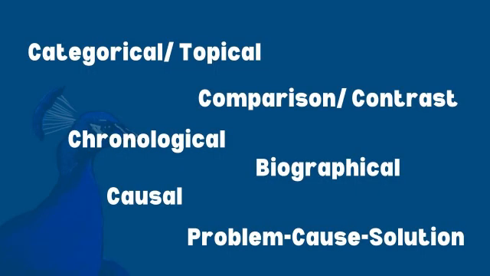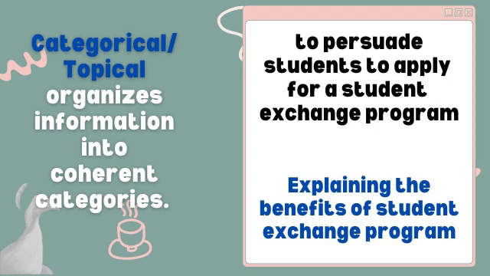These are the speech organizational principles or patterns with examples of speech purposes and topics. Categorical topical pattern organizes information into coherent categories. For example, your speech is to persuade students to apply for a student exchange program. You may write a speech explaining the benefits of the student exchange program.